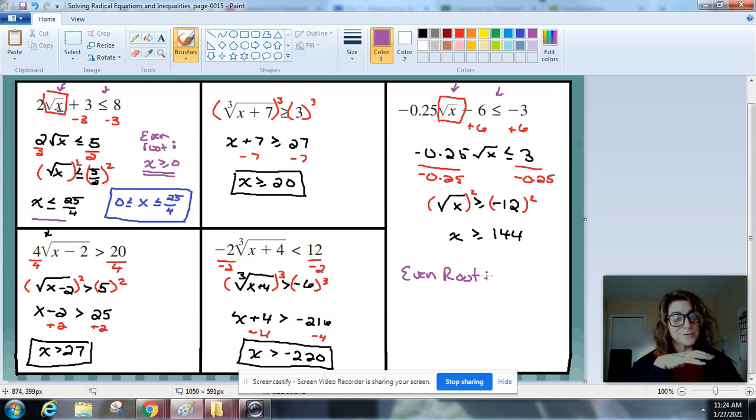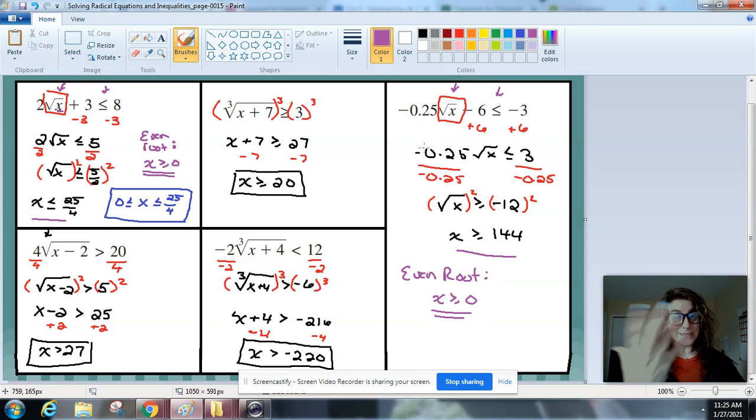Again, you always go back to the originals. Please don't go back to something that changed in the process of manipulating it to solve. So the even root restriction, because of an even square root, and it was a less than or equal to. So you take the inside, which is x, set it greater than or equal to 0. I'm done. That's it. There's nothing I can do for that. So I now have x is greater than or equal to 0, but then also x has to be greater than or equal to 144.